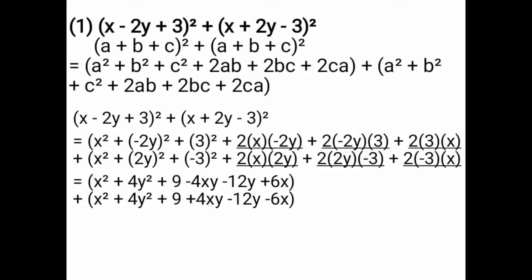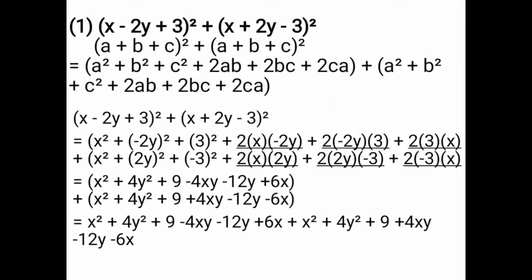This way you have to solve the expansion form of the formulas of (a + b + c) whole square. Now for the next step you have to remove these brackets. You have to write this as it is. That is equal to x² + 4y² + 9 − 4xy − 12y + 6x + x² + 4y² + 9 + 4xy − 12y − 6x. I have removed the brackets over here and I wrote this as it is.